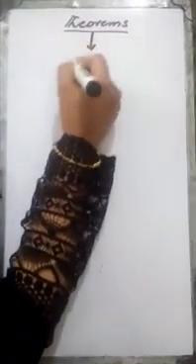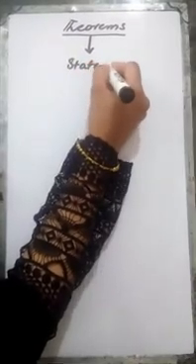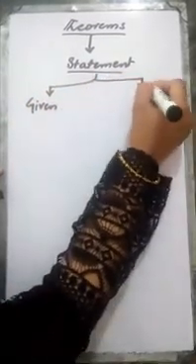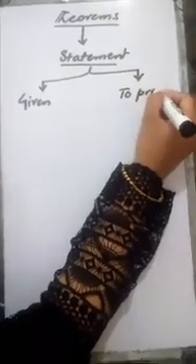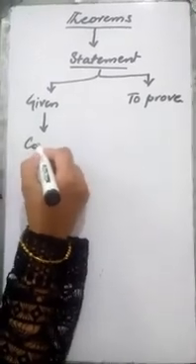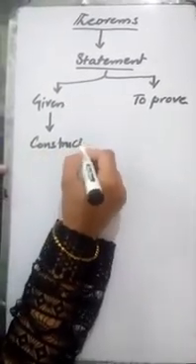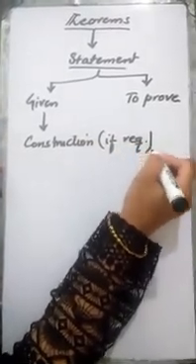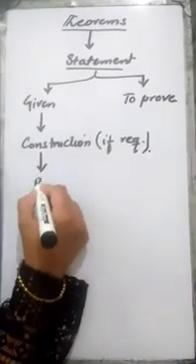Students, this is a very new topic for you. So firstly you should understand what it is. A theorem is basically a statement in which something is given and something we have to prove. From this we have to do some construction if required, and then we give the proof.